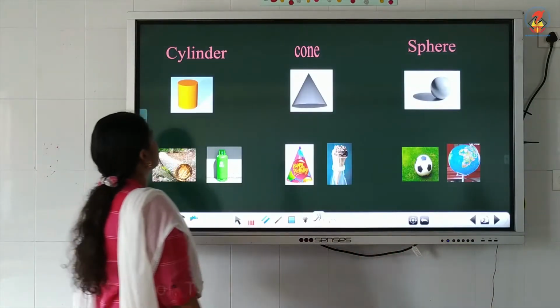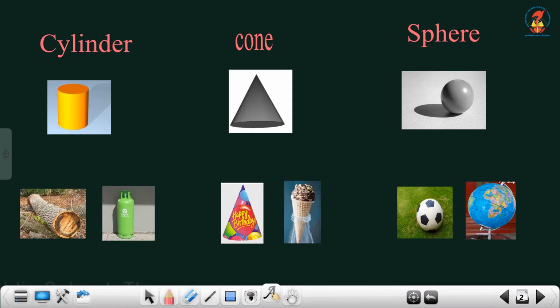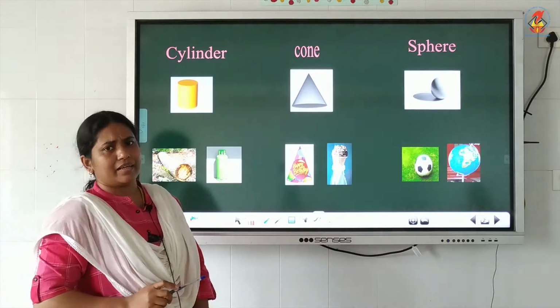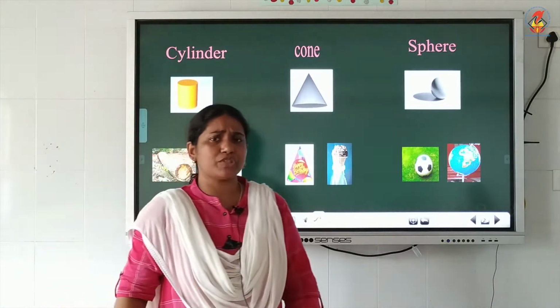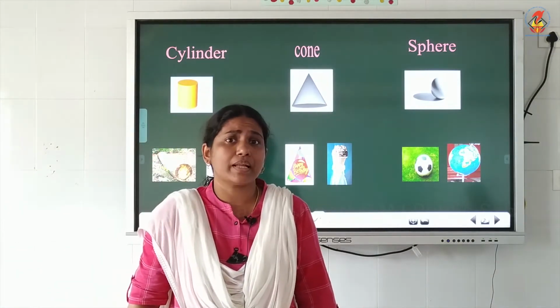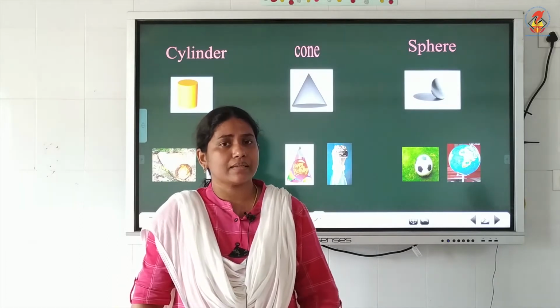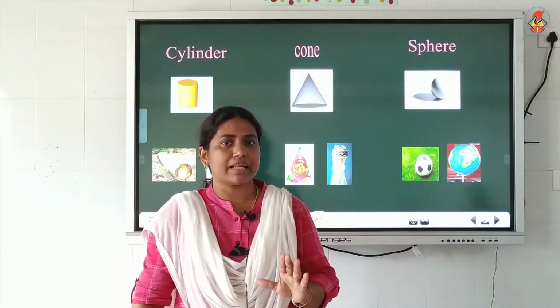Look at the board. The third solid shape we are going to study is the cylinder. What is the spelling of cylinder? C-Y-L-I-N-D-E-R, cylinder. Look at the shape, children. This is the picture of a cylinder. Did you see this cylinder shape at your home or in your surroundings? Anywhere did you see this 3D shape, cylinder?